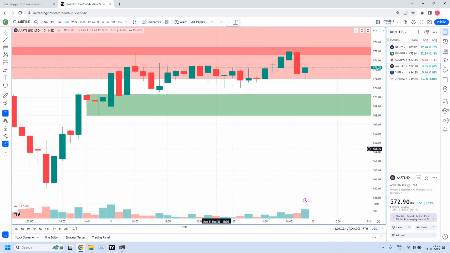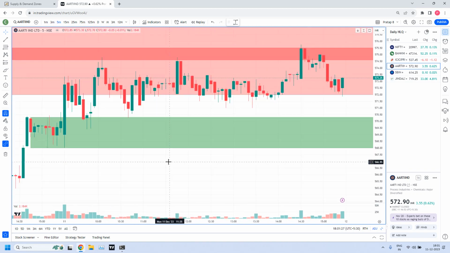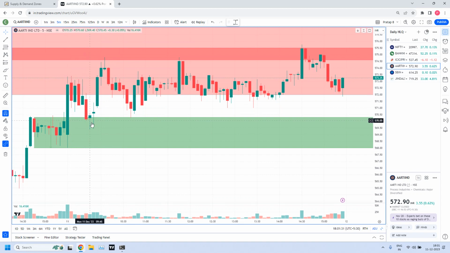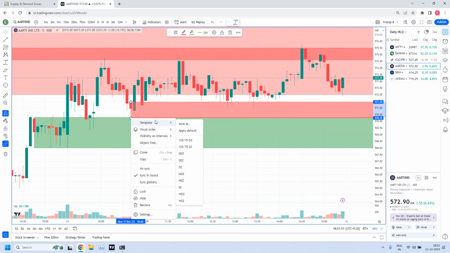So look into the 5 minutes. Here a new zone is created. See here, we got our entry. This is our first entry. It reached the target, and after reaching the target, a drop-base-rally is created on the 5-minute time frame. Most of the time these 5-minute zones will be violated very soon, because we are at a high liquidity supply zone, and high liquidity supply is very powerful.